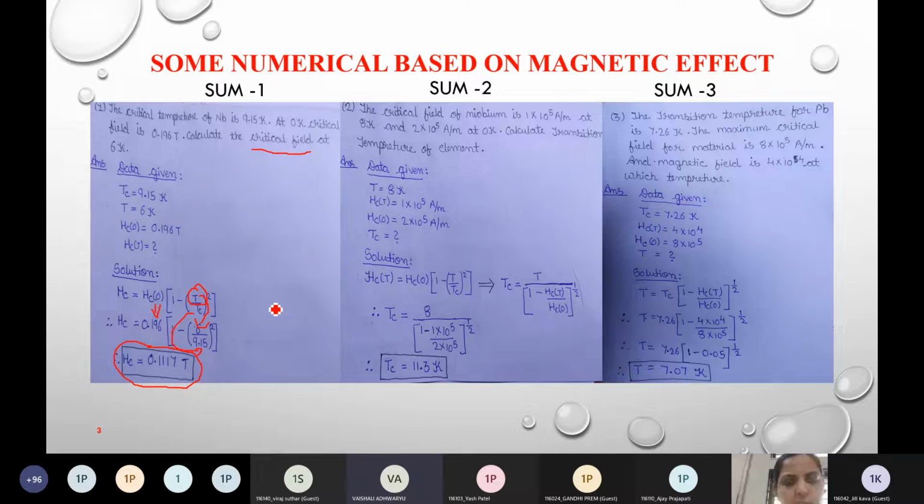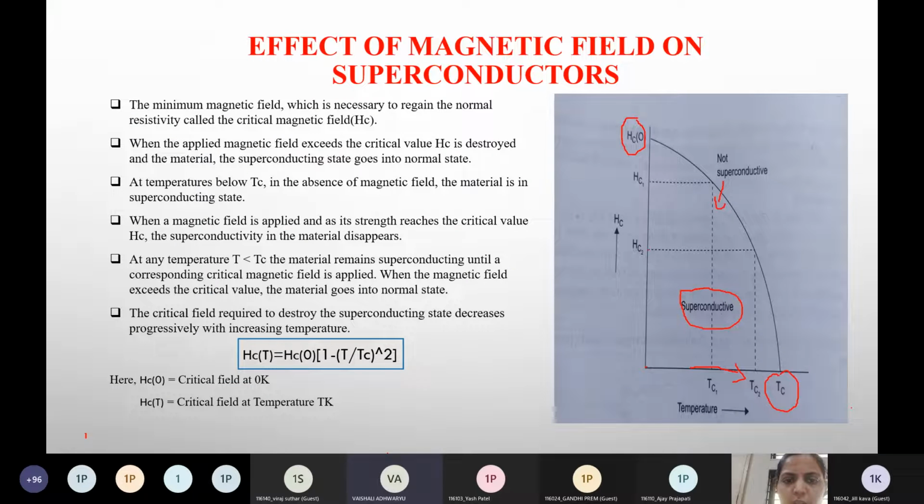Students, are you getting the point? Jill has explained the point very well. Now she is taking up some examples based on the equations and based on the graph. Are you getting the graph and the equation? Yes, ma'am. The shape of the graph is a parabola, and based on that the equation would have come, that is Hc of T is equal to Hc of 0. Rightly she said that Hc of 0 is the critical magnetic field at 0 Kelvin temperature, times 1 minus T by Tc.